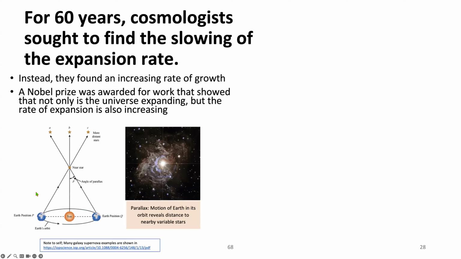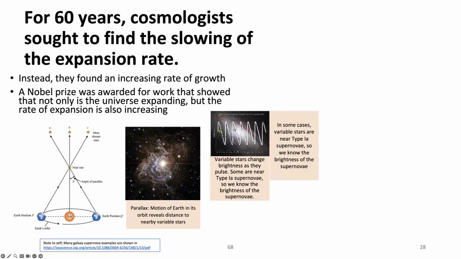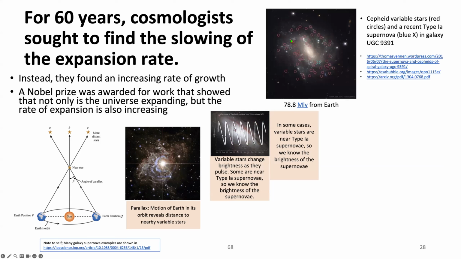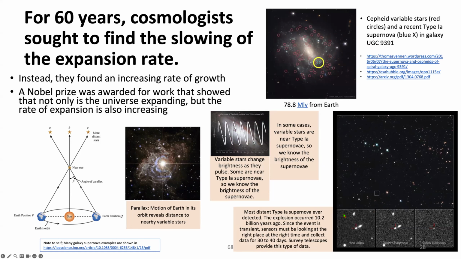Here's the parallax technique, it is just geometry. And that's due to Earth's motion around the sun. Here is the variation in the Cepheid variables, brightening and dimming. And here's Cepheid variables in a nearby galaxy, these circles. And right there, that blue cross is a type 1a supernova that occurred in the vicinity of a Cepheid variable. The Cepheid tells us where the supernova was, and that tells us how much energy was in the supernova explosion. And then we can go look for those similar explosions out in the distant universe. And here's one right here and how it evolved.